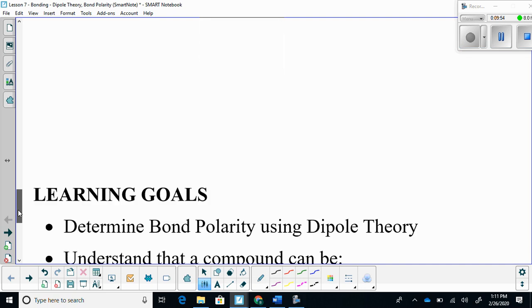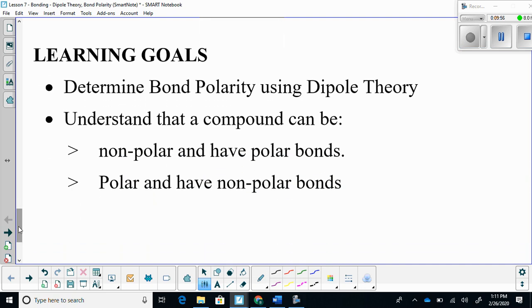Okay, today's learning goals: we're going to determine bond polarity using dipole theory and understand that compounds can be nonpolar even though they have polar bonds, and compounds can be polar even though they have nonpolar bonds. Okay, so we're now going to start looking at the compound as a whole. We're not really going to focus on those bonds anymore. We're going to look at the compound as a whole.